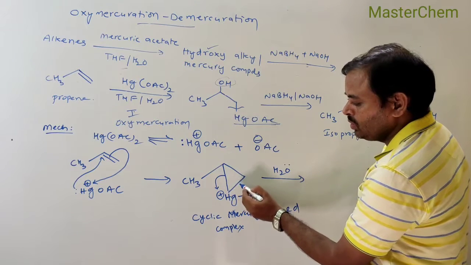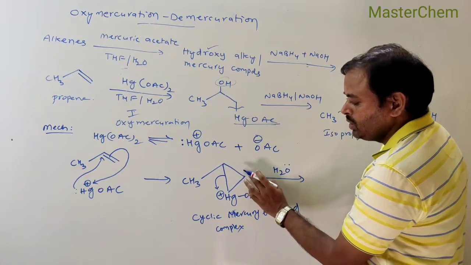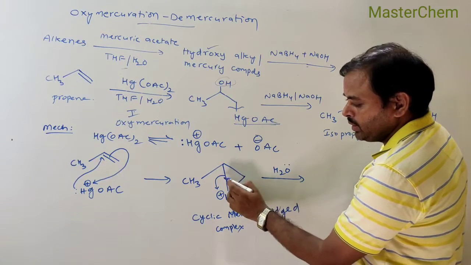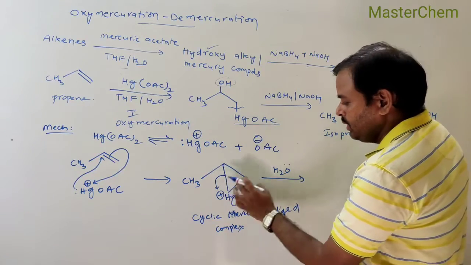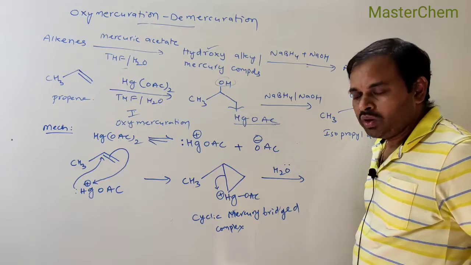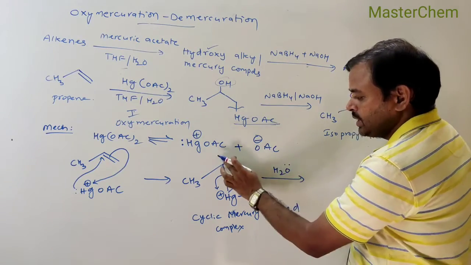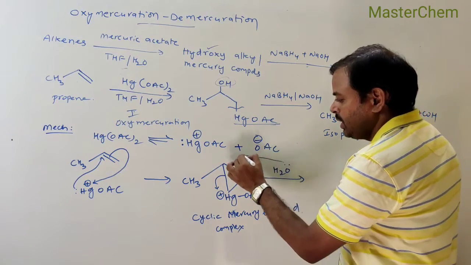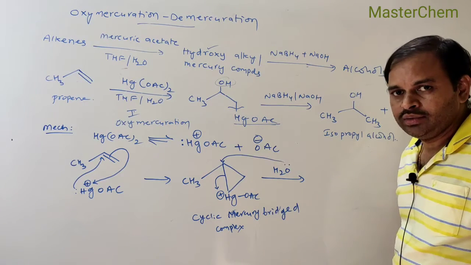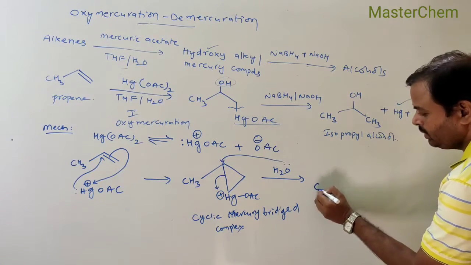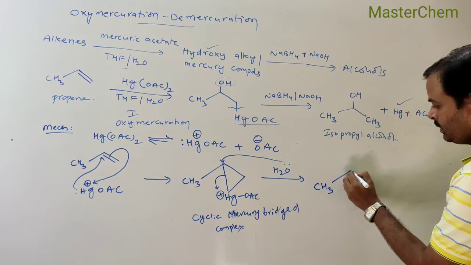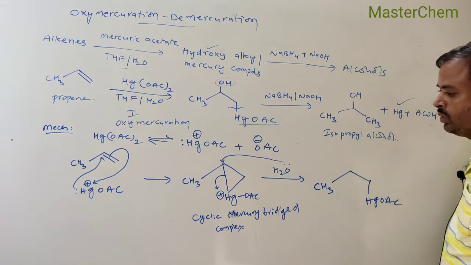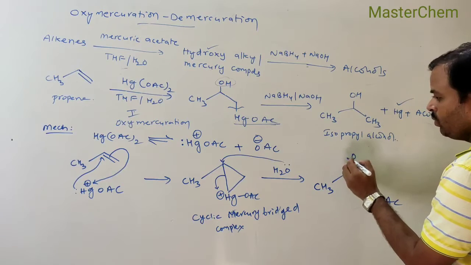Okay, we have two options. If we select this option, it is a primary carbocation. If we select this other option, it will become a secondary carbocation. As a secondary carbocation is more stable than a primary carbocation, the attack of H2O always takes place on the more substituted, more stable carbocation. That's why it gives CH3, here this one, HgOAc.